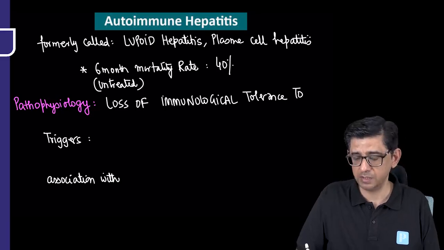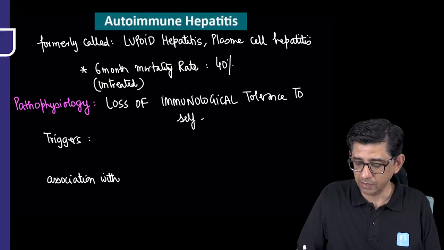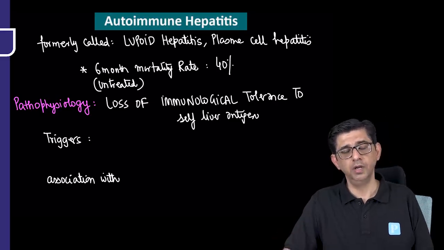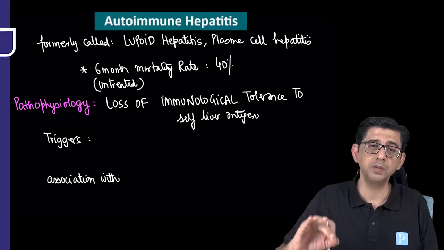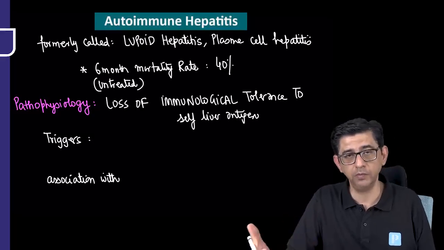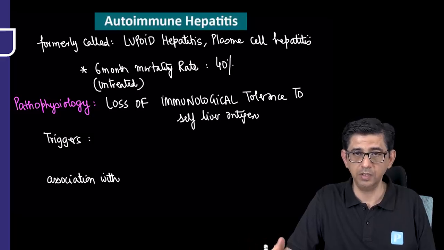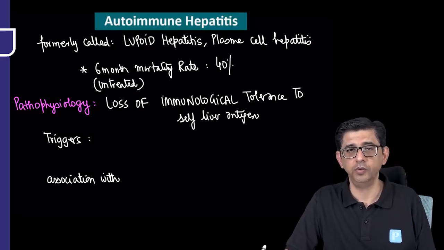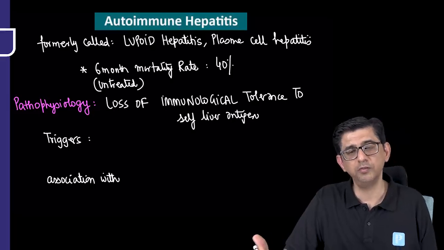And what I mean by self-liver antigen is that the antibodies which will develop in this condition will attack the cytochrome P450 system in the liver. They will attack the blood vessels supplying the hepatocytes. If the blood supply of the hepatocytes is affected, the cells are going to start dying. And therefore in histopathology, you will read about rosette formation.